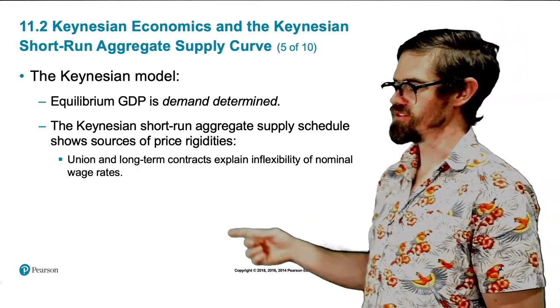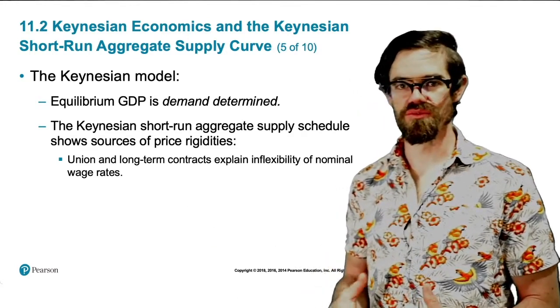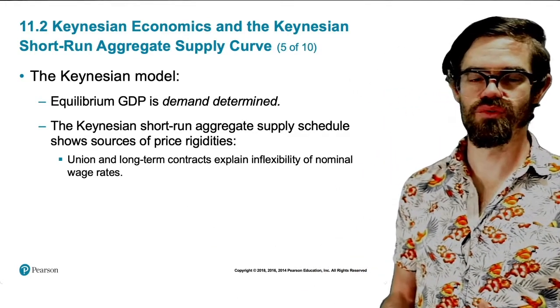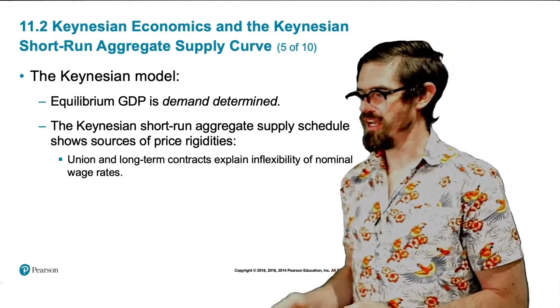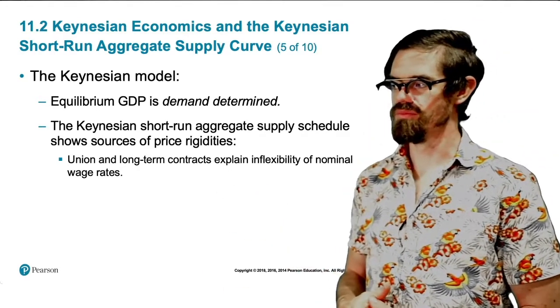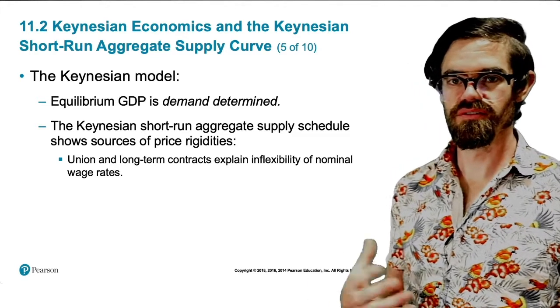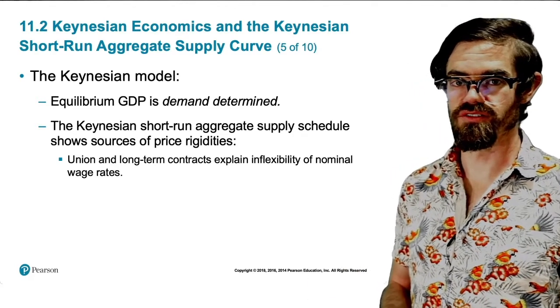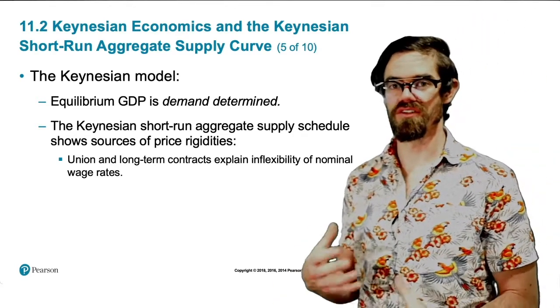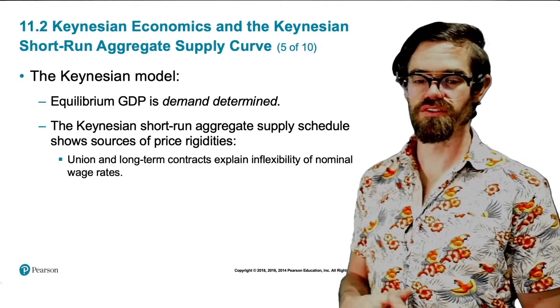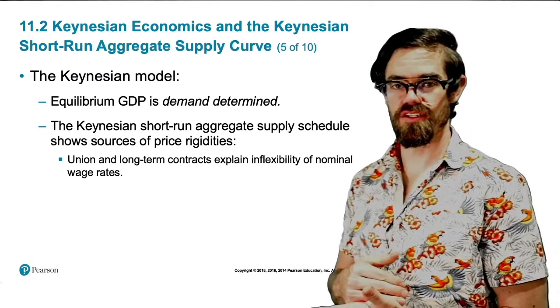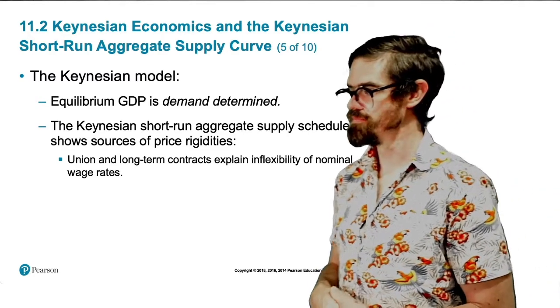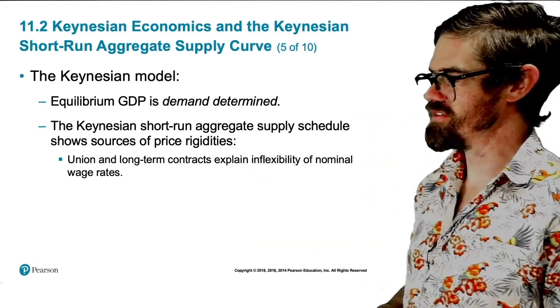Well, some of those things were unions, right? So unions were very frequently fighting for higher wages and resisting lower wages. And on top of that, long-term contracts cause sticky prices as well, right? So firms would enter into contracts for their inputs where the price would be fixed for a long period of time, a year or more. So these are the sources of inflexibility.